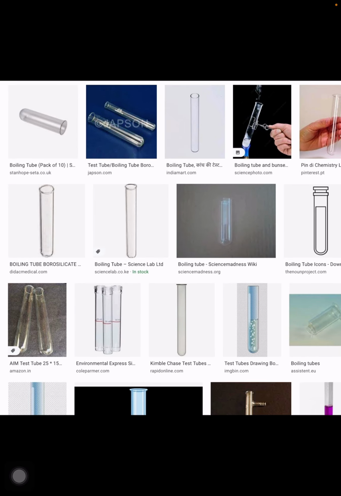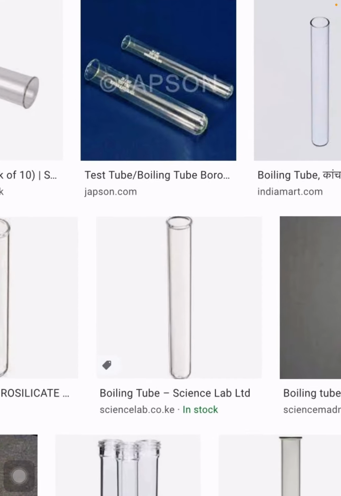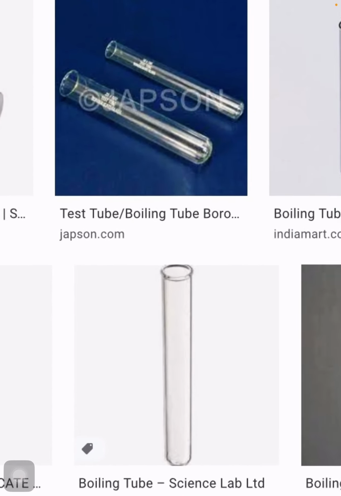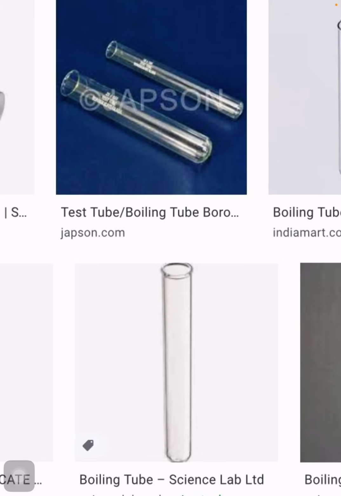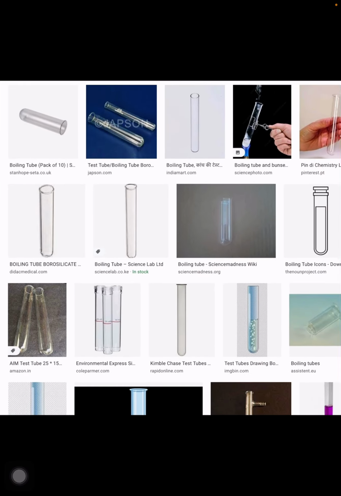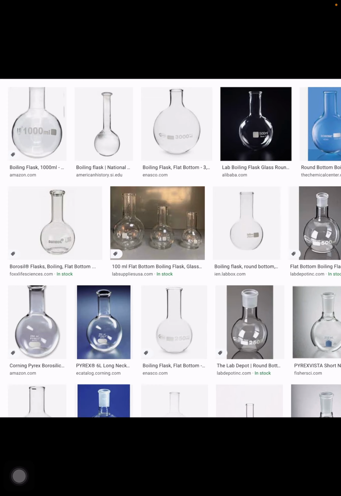I am taking you to the next page, and here there is another apparatus which is called the boiling tube. A boiling tube and a test tube are different from each other. A boiling tube is comparatively wider, whereas a test tube is comparatively narrow. In a boiling tube, mostly we are using it for boiling of liquid at a small scale. I am going to show you the difference between the two, their sizes. You can see in this diagram that the boiling tube is comparatively wider, whereas the test tube is comparatively narrow.